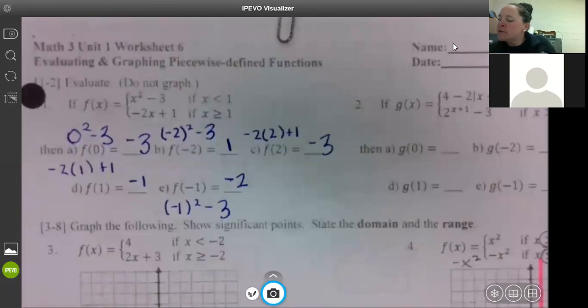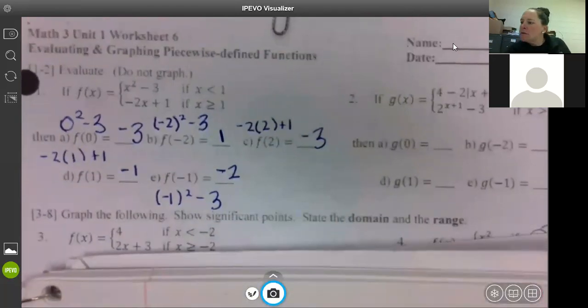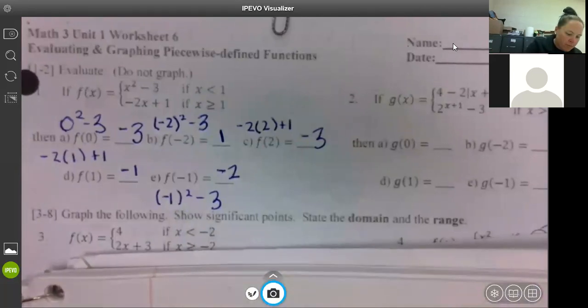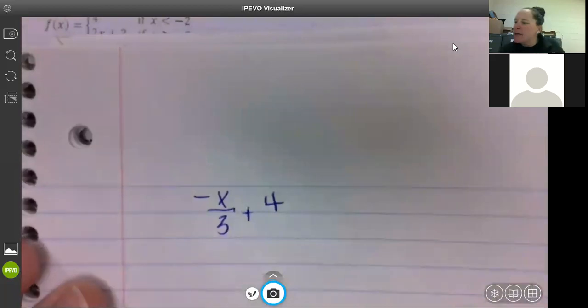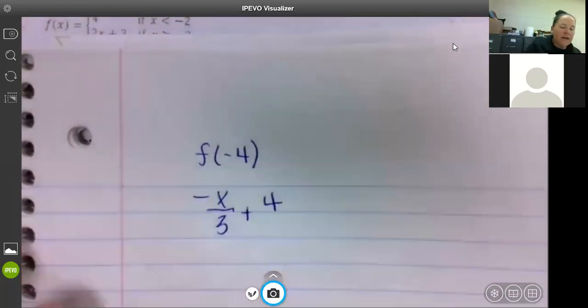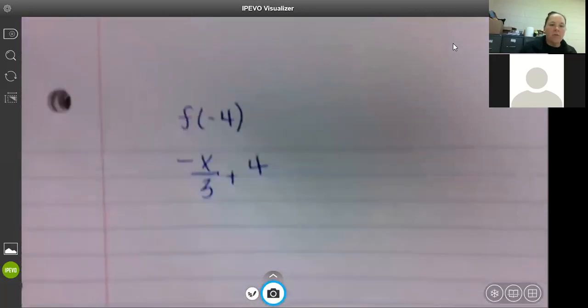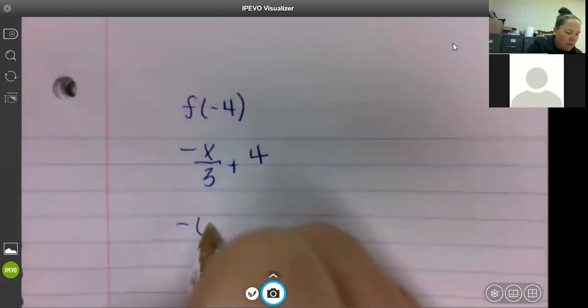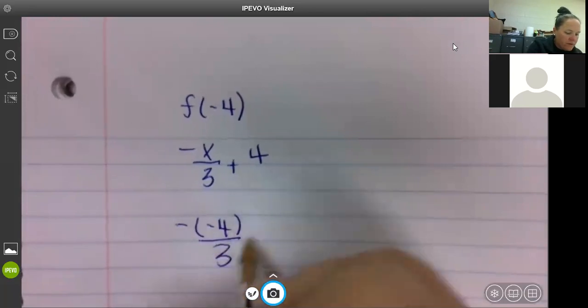it was negative 4, looked like this. Hold on, I'm going to try to find a piece of paper so I can show you. And this one is always missed, so it's not surprising. Negative x over 3 plus 4. And I'll move it in a minute so you can see it. This was your function, and you were plugging in negative 4. So when you put this in, it's going to look like this.